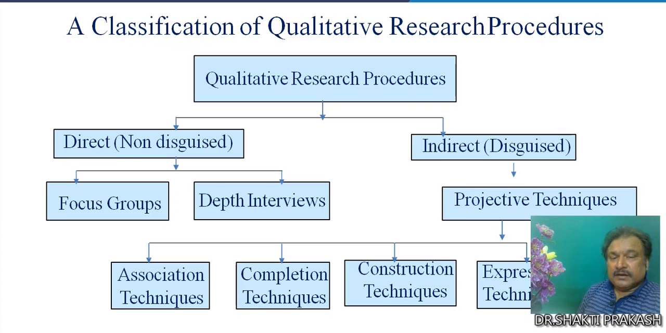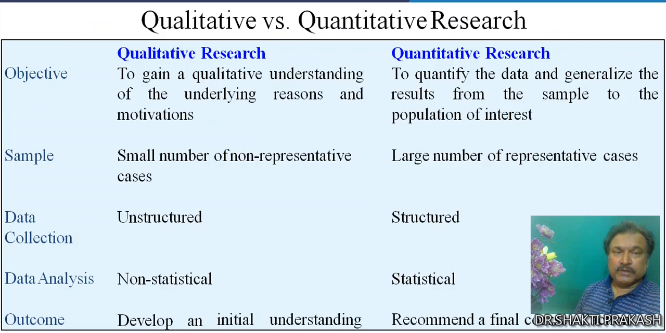And projective technique: there are four types of the projective technique: association techniques, completion technique, construction technique, and expressive technique. These are the simple classification of qualitative research procedure. We'll discuss in detail one by one.